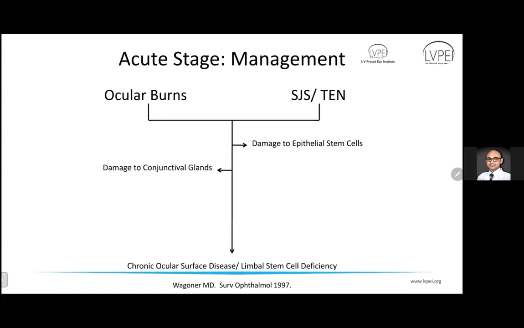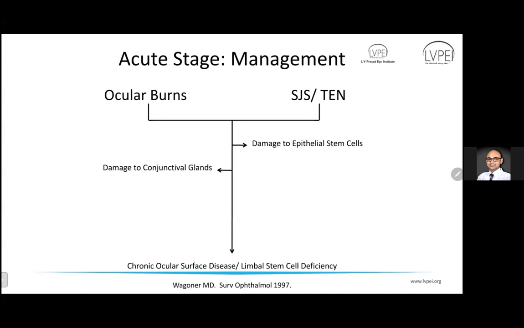The second thing that happens in both these conditions is damage to the conjunctival glands, including the ductules of the lacrimal gland, which are present in the lateral canthal area. The ductules of the lacrimal gland come in from the palpebral lobe and open in the lateral canthal area, plus the other accessory lacrimal glands distributed throughout the conjunctival surface, and of course the goblet cells which produce the mucus. As we know, the tear film is composed of the aqueous component from the lacrimal gland, the mucin from the goblet cells, and the lipid from the meibomian glands.